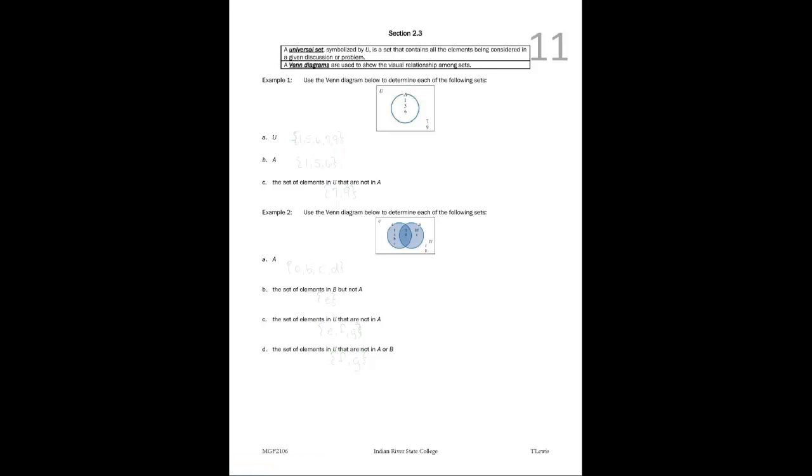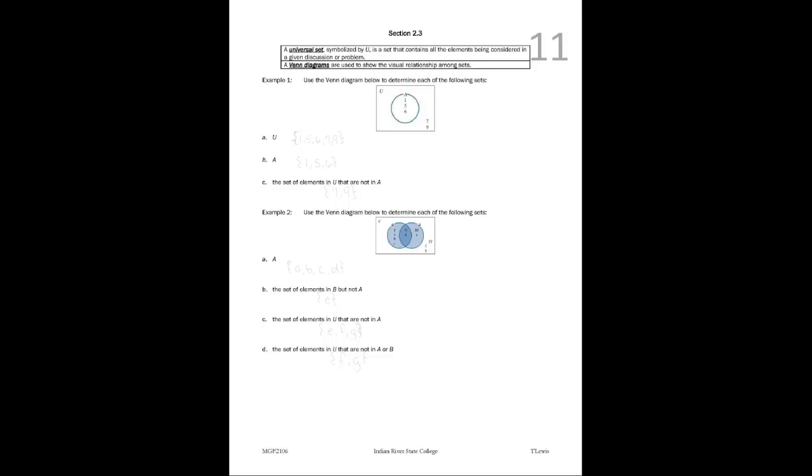All right, so in section 2.3 we're going to talk about a universal set and Venn diagrams. We'll also talk about the intersection, union, and complement, which I believe were introduced in the previous sections. A universal set, symbolized by the letter U, is a set that contains all elements being considered in a given discussion or problem. Venn diagrams are used to show the visual relationships among sets.